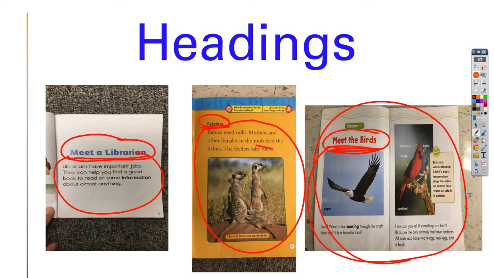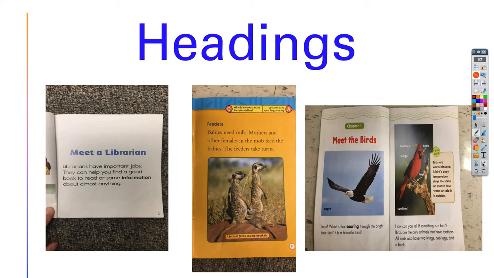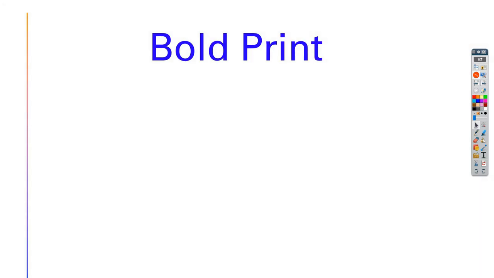All right, so those are the headings. So they're at the top. They're different colors usually, or different font, which means the letters look different, and they will tell you what the part is going to be about. It's like a clue. All right, so those are those text features. Let's look at the next kind of text feature. So we know there's headings, and I'll go ahead and tell you that there are headings in your story this week in Families Working Together. Oh, the next kind of text feature is bold print.